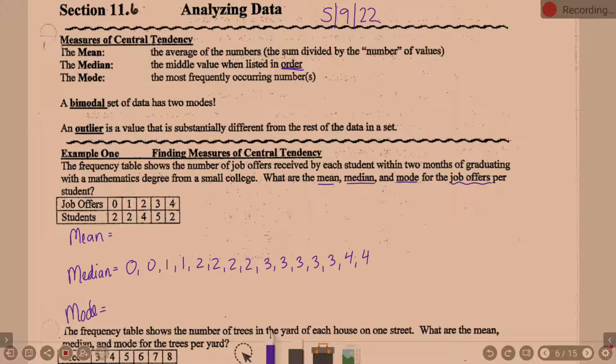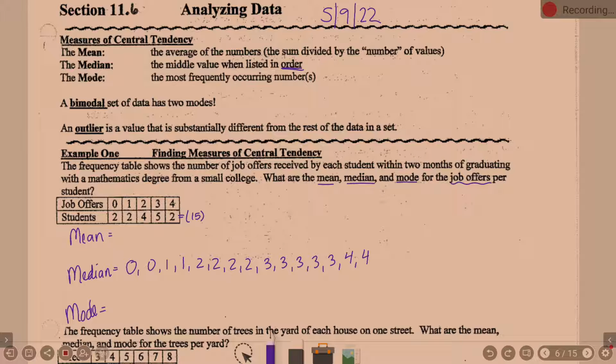Another option, how many numbers are there listed here? Has anyone counted? There's 15, which, by the way, if you add this right here, there should be 15 because there were 15 students represented in that frequency chart. So I should have 1, 2, 3, 4, 5, 6, 7, 8, 9, 10, 11, 12, 13, 14, 15. I should have 15 values represented. So another option, what's the middle of 15? 7.5. So if you count in 7 from either way, the 8th value is also your middle value.